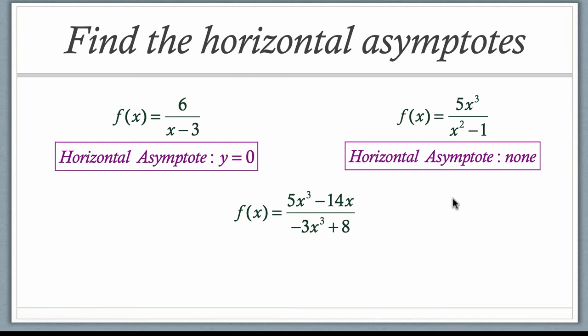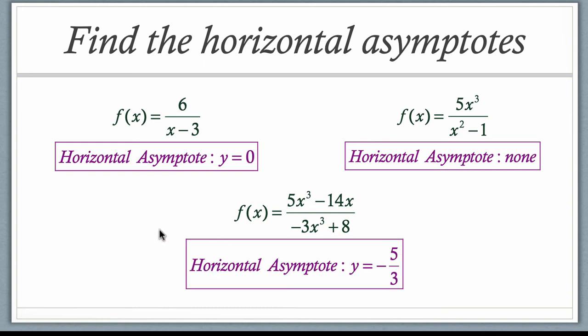In this last example, we have a cubic on top of another cubic, so degree 3 on top of degree 3. That means that my horizontal asymptote is the ratio of the leading coefficients. Well, ratio just means I'm dividing them. It's a fraction. My leading coefficient here is 5. My leading coefficient down here is negative 3. So my horizontal asymptote is the line y equals negative 5/3.